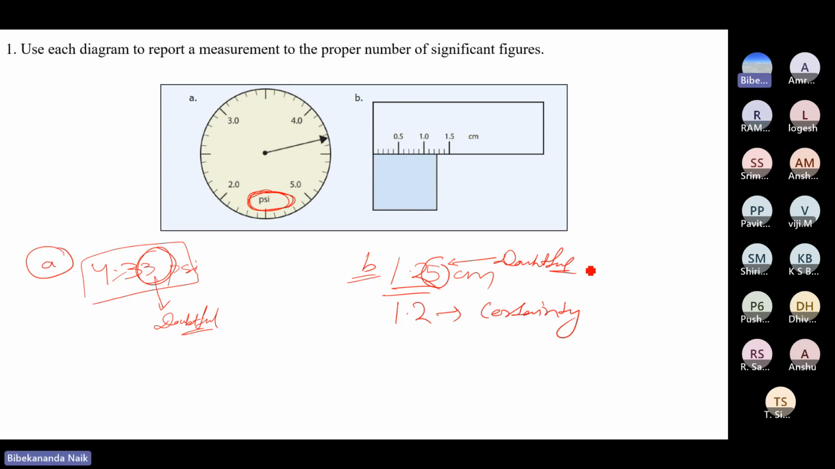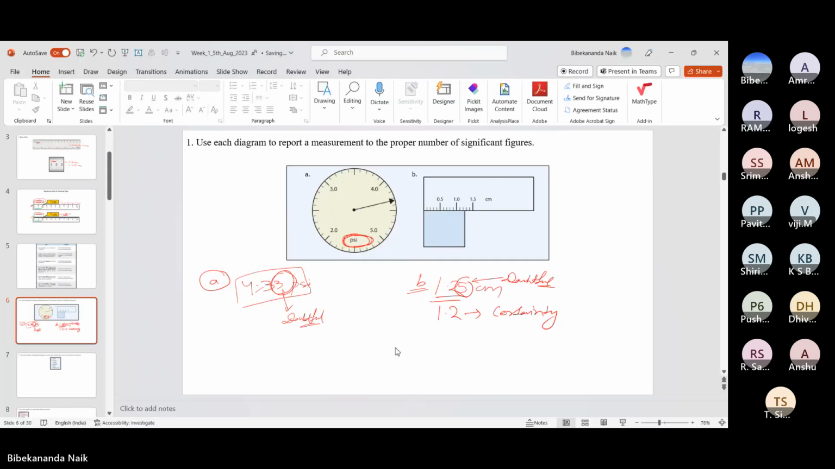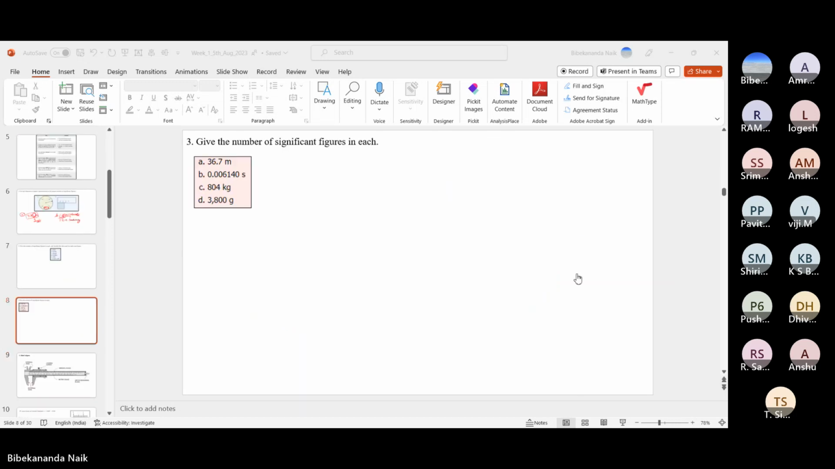Is there any issue with this problem, or do you have any doubt? Hello? Does anyone have any doubt? Requesting everyone again, please mute their mics.